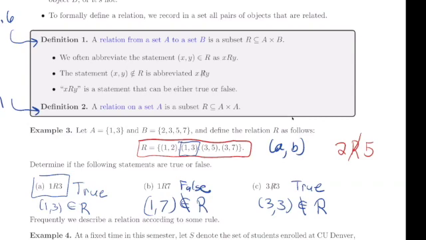You would look at this set and say, okay, is 2, 5 an element in here? And it's not, because 2 is not even an element of A, right? So here we can see that this is true. And in fact, there's no relation that we could define from A to B that would have that in there, right? Because 2 is not an element of set A.